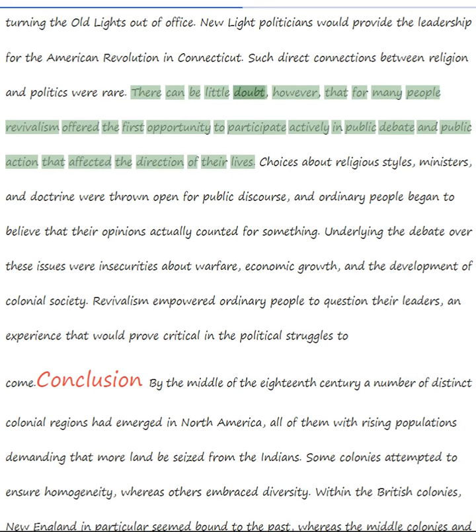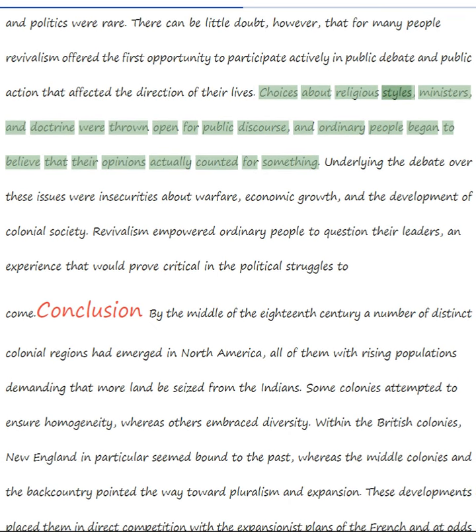There can be little doubt, however, that for many people revivalism offered the first opportunity to participate actively in public debate and public action that affected the direction of their lives. Choices about religious styles, ministers, and doctrine were thrown open for public discourse, and ordinary people began to believe that their opinions actually counted for something.